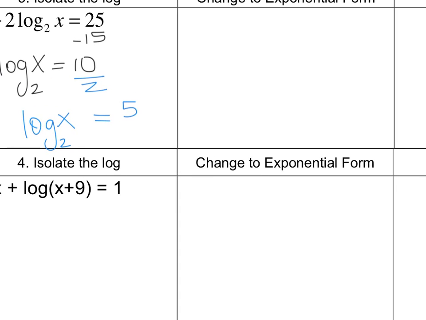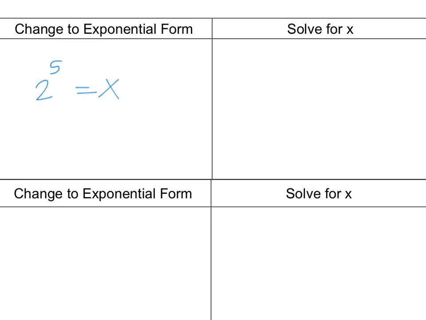Now to solve for x, I have to change to exponential form, so 2 to the power 5 is equal to x. 2 to the power 5 is 32, so x is equal to 32. Now don't forget to check your answer.